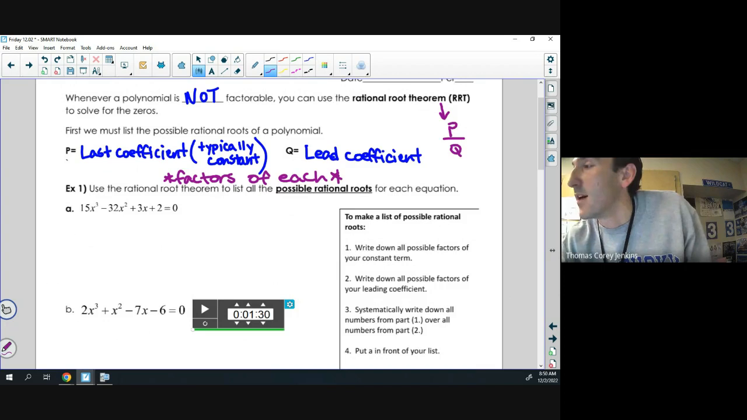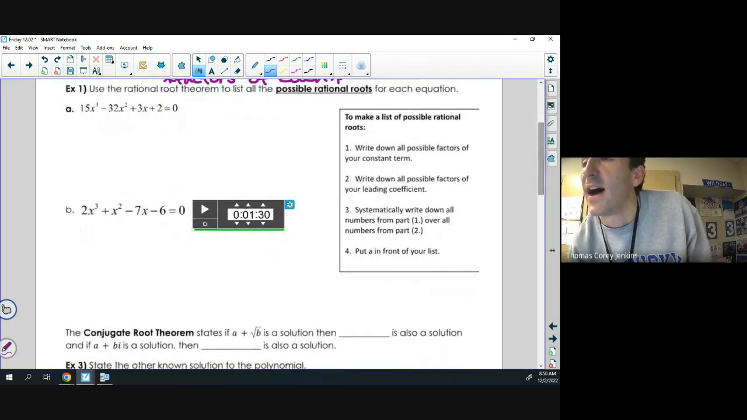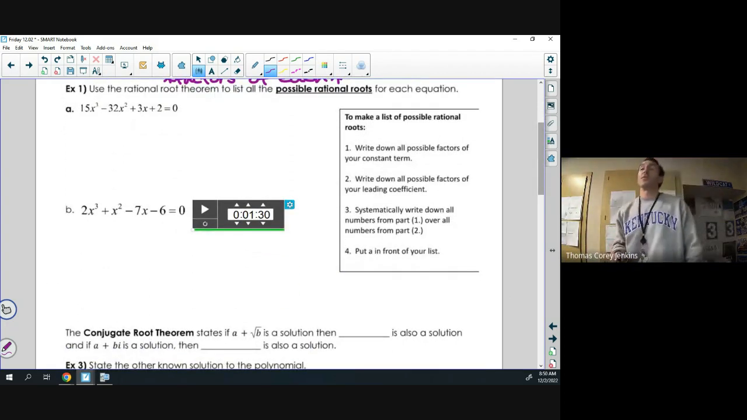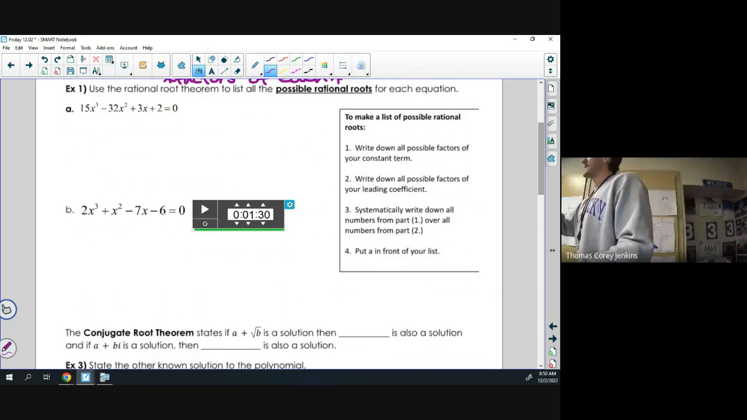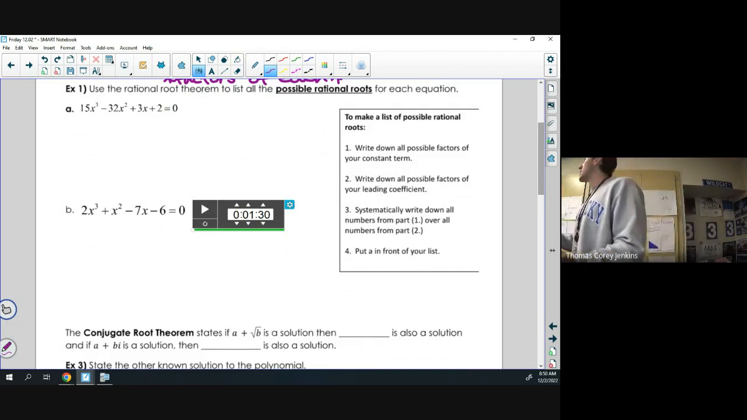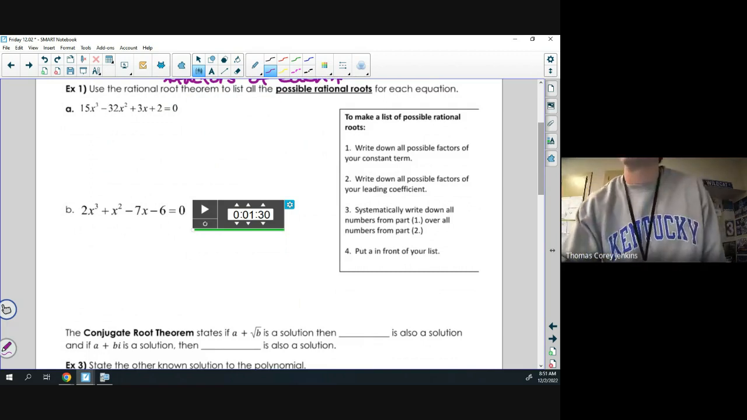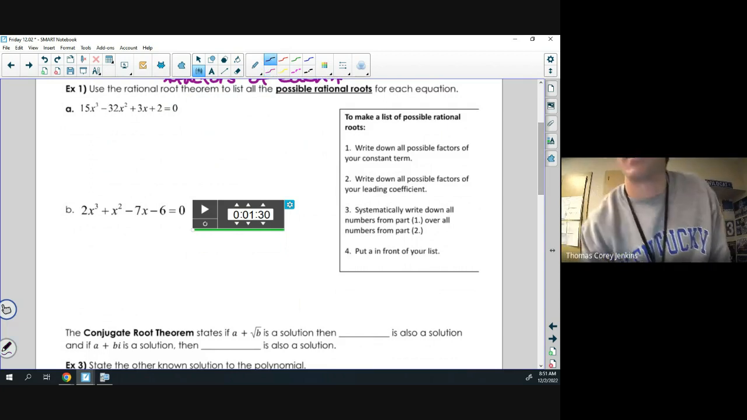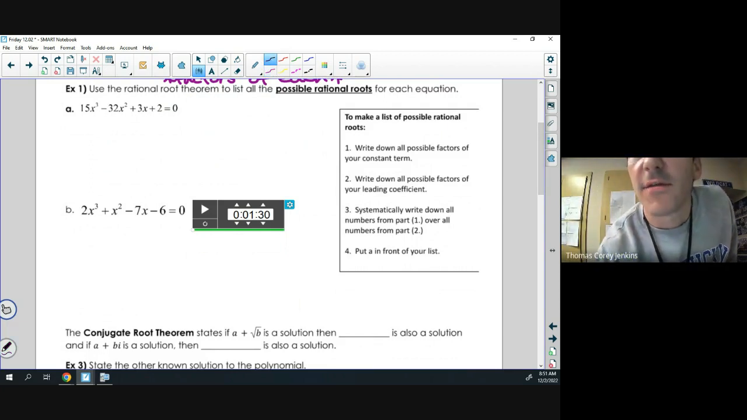All right, so let's go ahead and find all the possible rational roots for each equation. And understand this. These are not all the roots for the equation, and you'll see why it doesn't make sense at the end that it would be. It's just any possible rational root based on it's starting with a 15 and ending with a 2. Okay? All right, so let's go ahead and remind ourselves that it's P over Q.